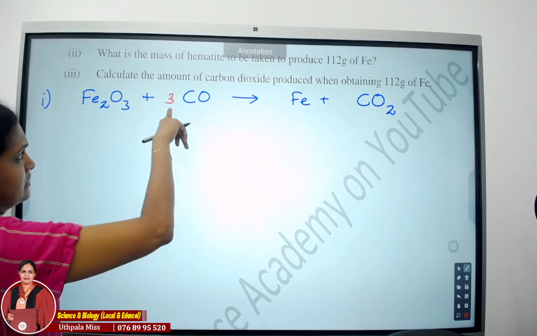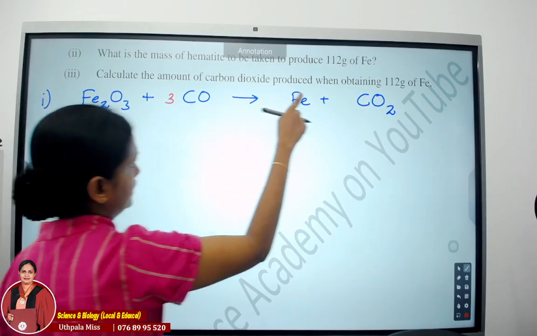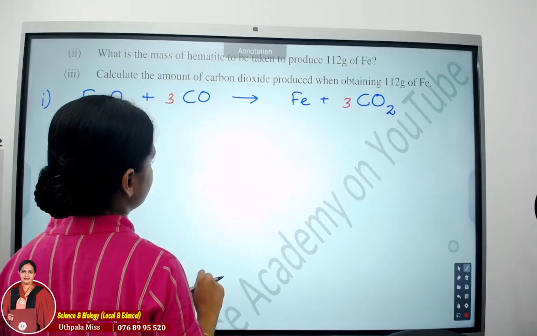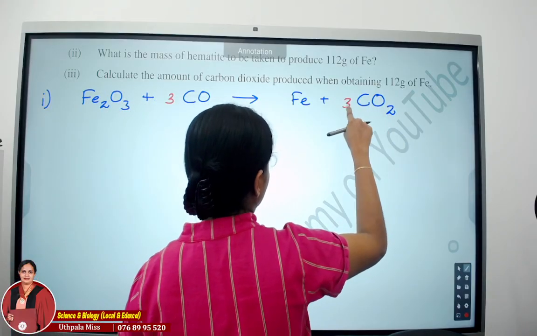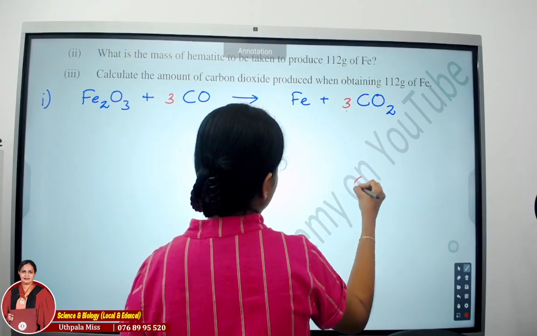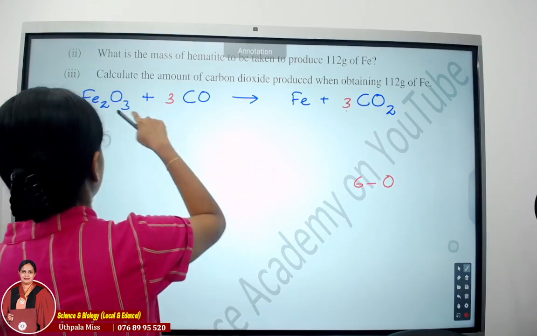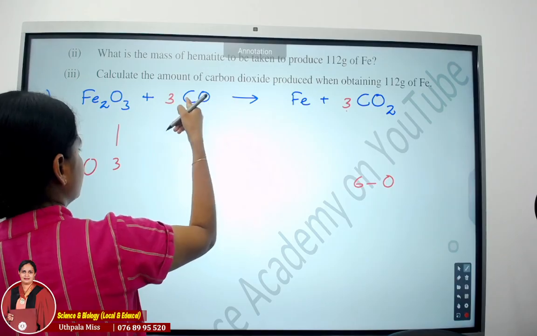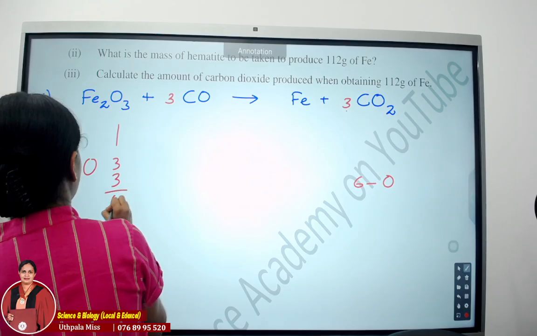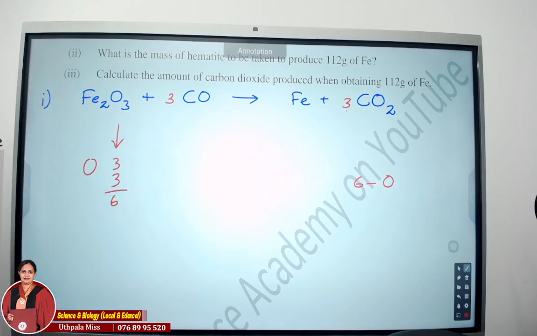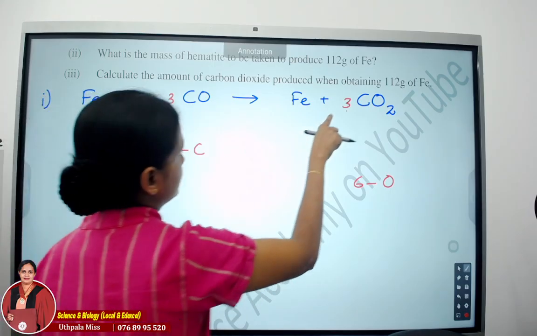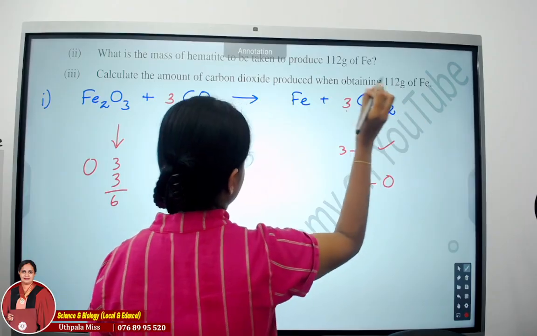So 3 carbon. I can put 3 in front of here. So 3 carbon, 3 carbon. And what happens to oxygen? This 3 belongs to oxygen also. 3 into 2, altogether 6 oxygen. Now here 3 oxygen, this 3 belongs to both carbon and oxygen. Oxygen 3. Now altogether 6 oxygen on this side. Now oxygen is balanced. What about carbon? Here 3 carbon, 3 carbon. So carbon is also balanced.